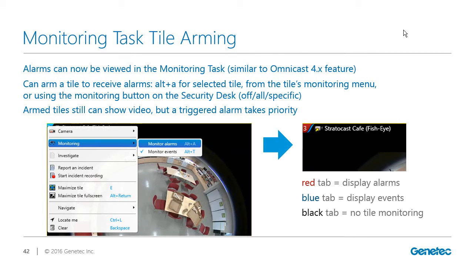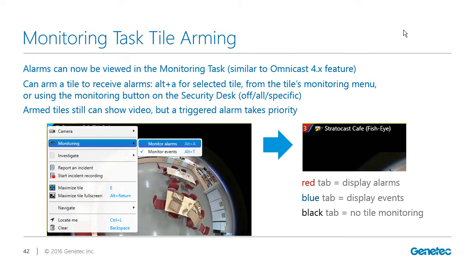So what we used to have, or what we have in Omnicast, I should say, is you can take selected tiles and say those ones are priorities for alarms. You can still use them for video, but if an alarm comes in, it pops it up right there in that tile in the live viewer. So you could really have a good mix of tiles being used for just video viewing and tiles used for alarms, all on the same screen. And this was something that we had been missing from Security Center.